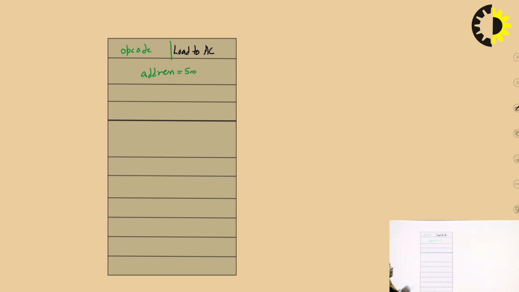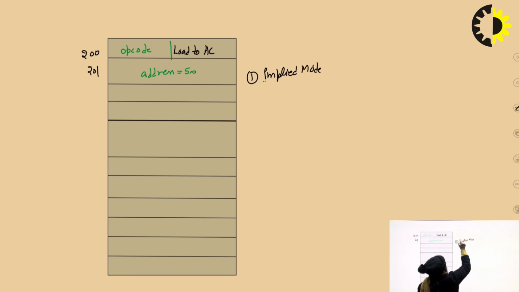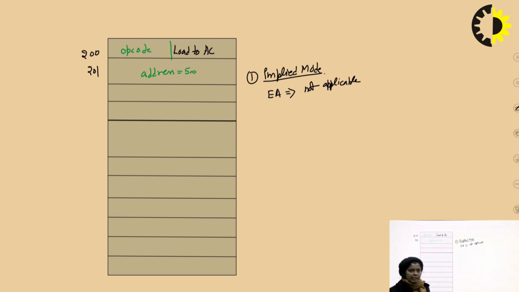So you can see here that the location is 200 and 201. Simple. You have to find out the implied mode. The first one is the implied mode. In the implied mode, you can see here the instruction is what? That is a load to AC. Means in the implied mode, effective address is not applicable, as we discussed earlier.